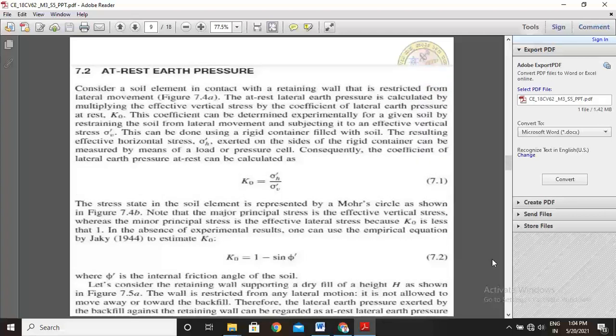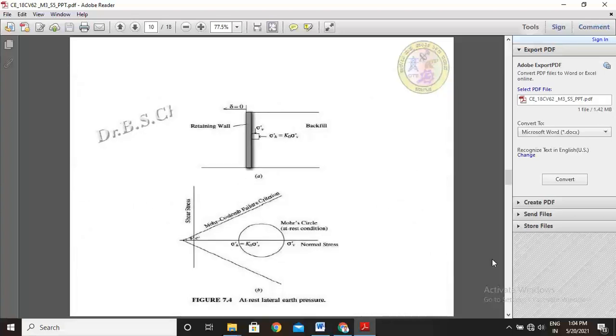Now see, the at rest earth pressure, or lateral earth pressure at rest. It is also called neutral pressure. See these diagrams. So in this diagram, this is the retaining wall. This is the bottom width. This is the top width, or top surface, of the retaining wall.